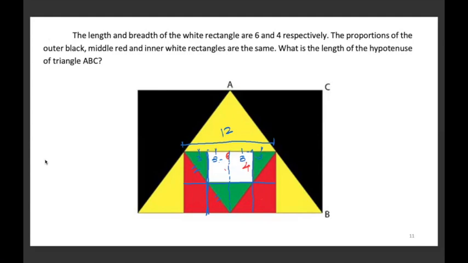Likewise, I already know this and this are equal. Why? Because these dimensions are equal. I know this is 4, so this will also be 4. So this vertical will be 8.